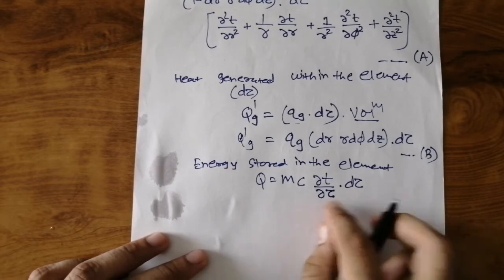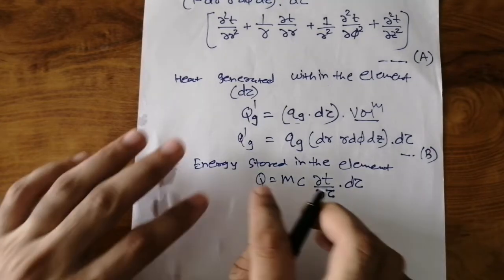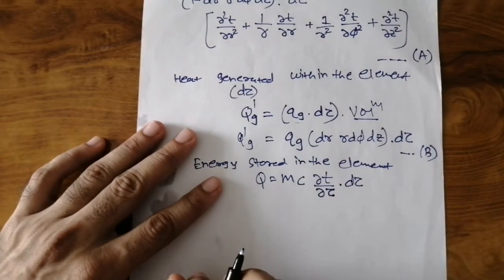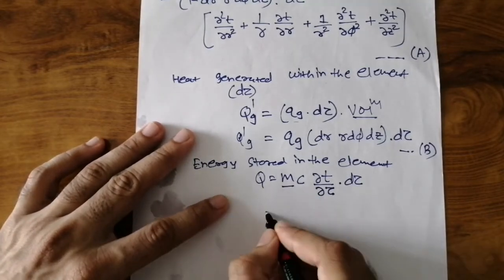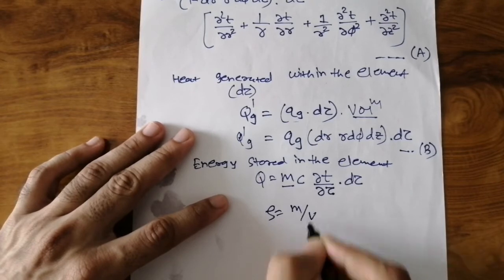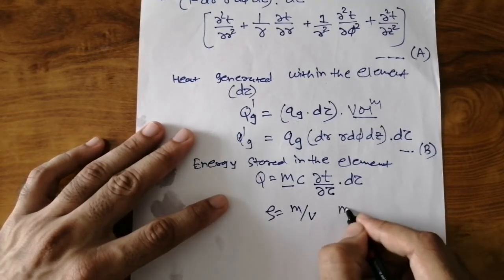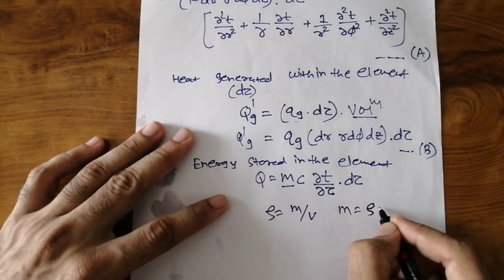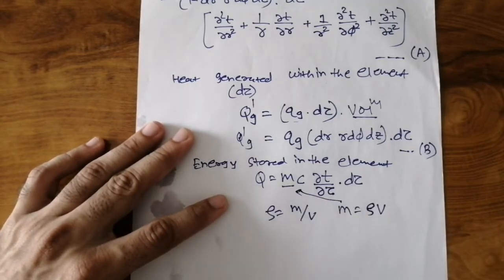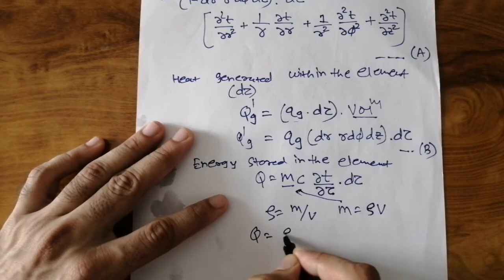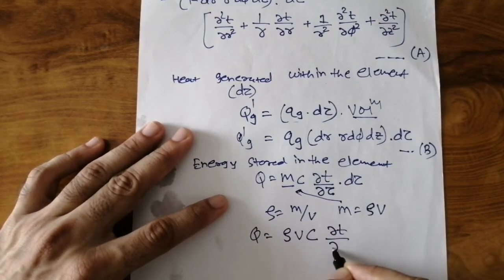It will be considered per unit time energy stored in the element. What is m? We can write that density is equal to mass upon volume, so mass is equal to density into volume. So Q is equal to density, volume, specific heat, del T by del tau into d tau.